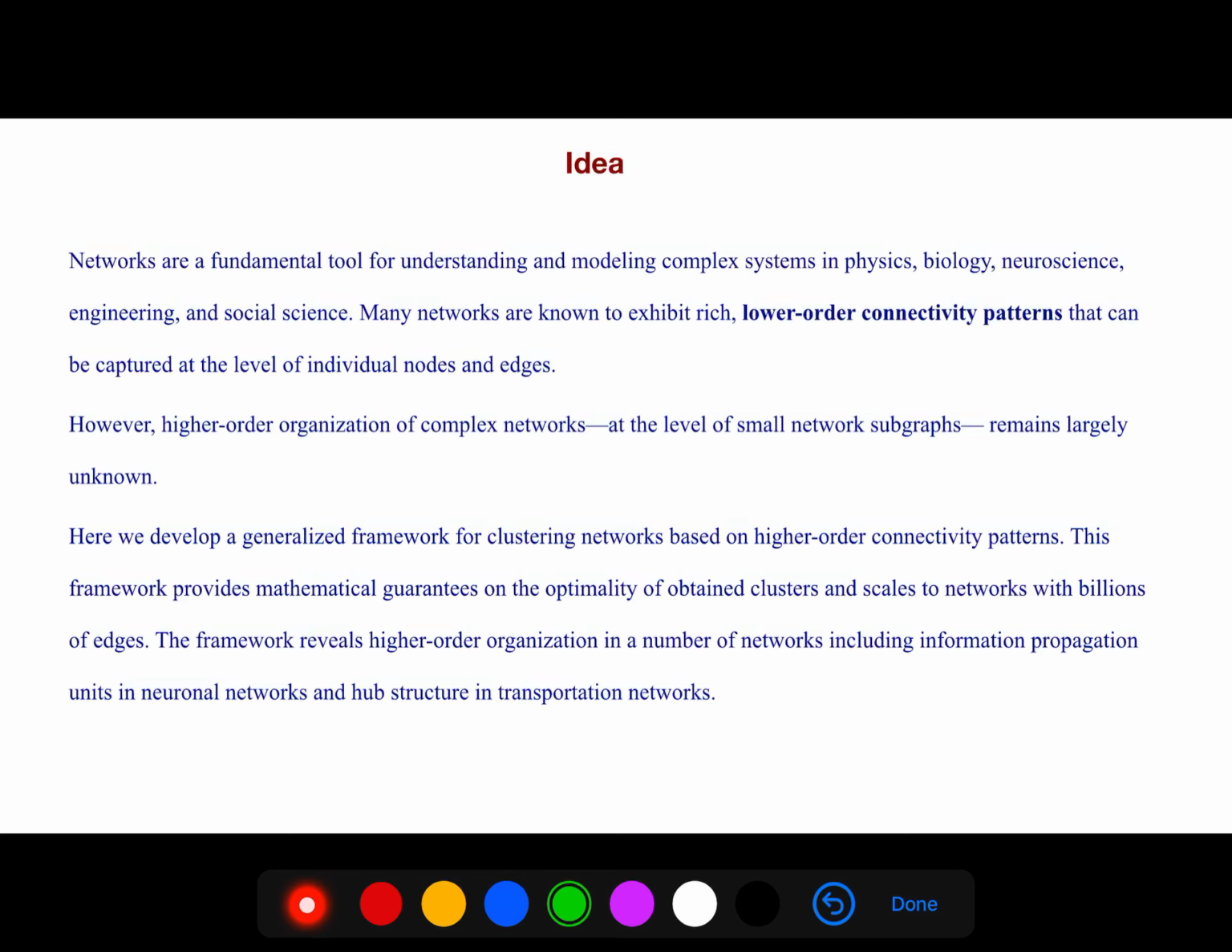However, they develop a generalized framework for clustering networks based on higher-order connectivity patterns. This framework provides mathematical guarantees on the optimality of obtained clusters and scales to networks with billions of edges. The framework reveals higher-order organization in a number of networks, including information propagation units in neuronal networks and hub structure in transportation networks.